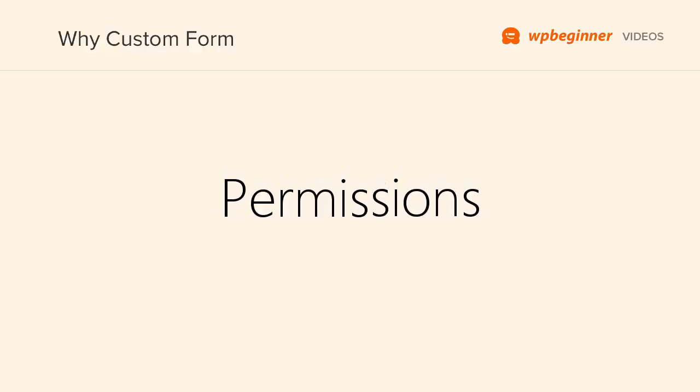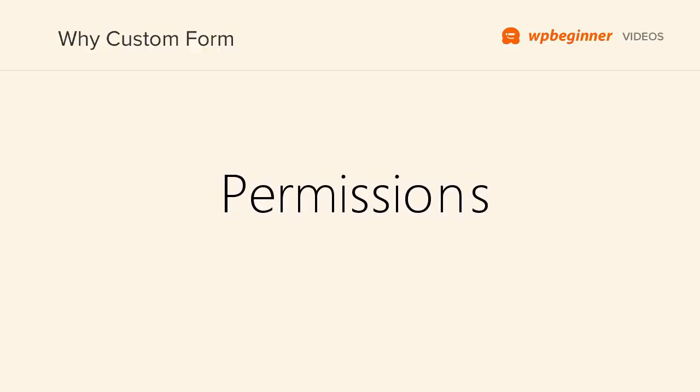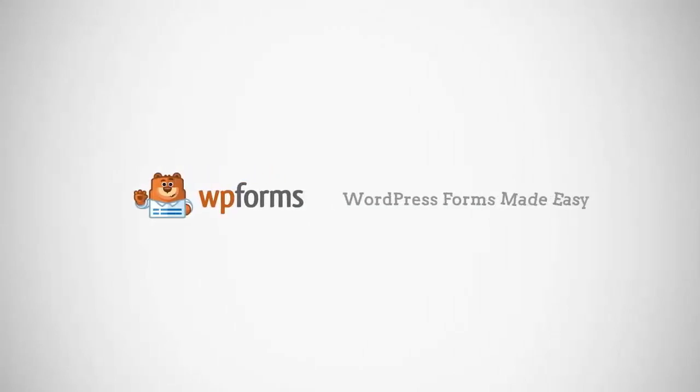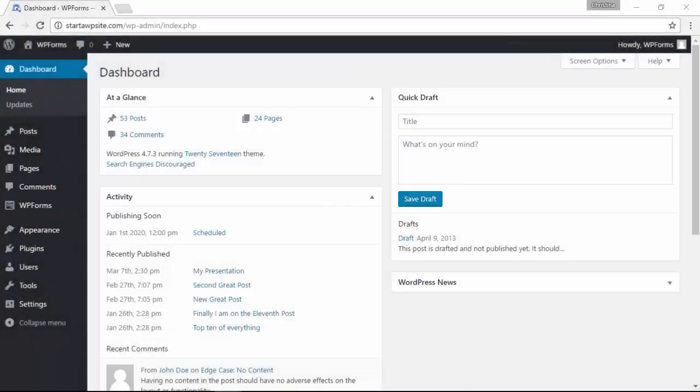Now that we know the benefits, let's move on to adding the user registration form on your WordPress website. Today, we'll obviously be using WP Forms for this. And with WP Forms, you'll want to make sure that you have the Pro level or above. So let's head over to our WordPress dashboard.